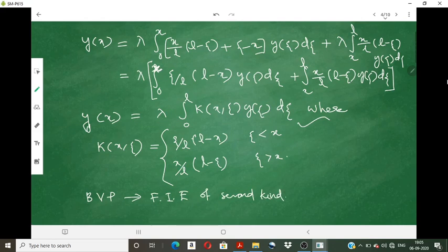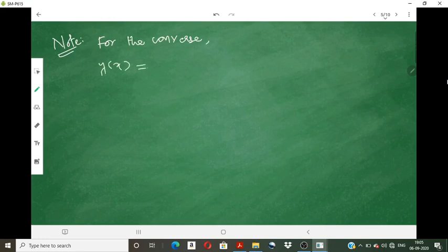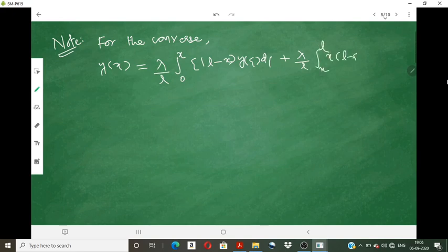So we have proved that a boundary value problem can be converted into a Fredholm integral equation of second kind. We can also prove that the converse is also possible. For the converse, consider the integral equation y of x in the split form. y of x is lambda by L integral 0 to x theta into L minus x y theta d theta plus lambda by L integral x to L x into L minus theta y theta d theta.